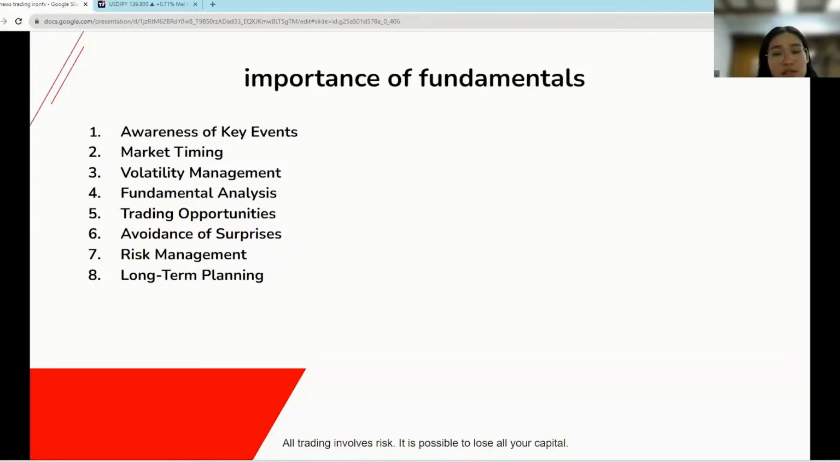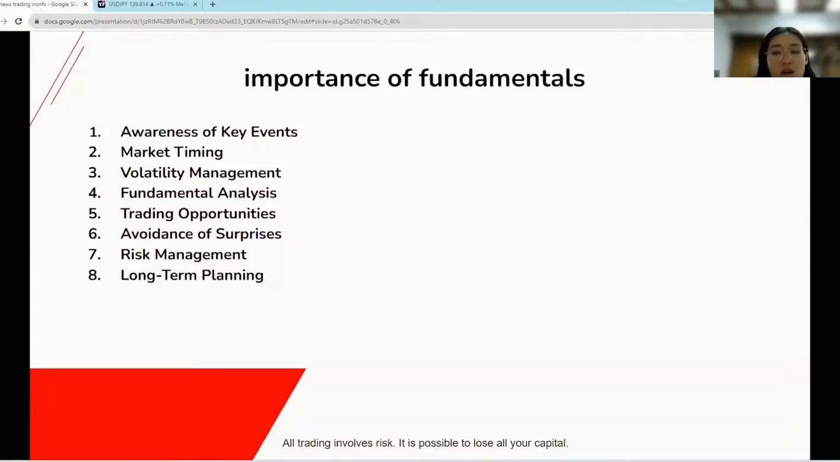Next, fundamental analysis. There are a lot of indicators that you can use, not just economic calendars, and data releases as well. These indicators offer insights into the health and performance of various economies and sectors. By incorporating fundamental analysis into your trading strategy, you can make more informed trading decisions based on the underlying economic conditions.